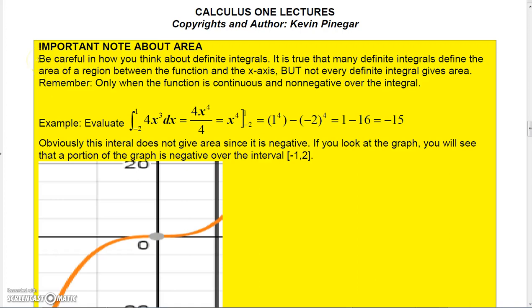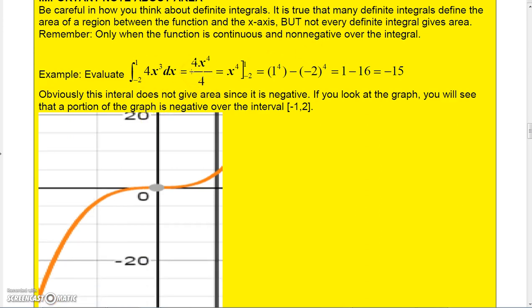Okay, I want to remind you again real quick to be careful how you think about definite integrals. It's true that many definite integrals define the area of a region between the function and the x-axis, but not every definite integral gives you area. Consider if you evaluated this definite integral. I'll let you check my work here, but if I evaluate this definite integral, I'm actually going to get negative 15. And obviously negative 15 doesn't represent an area.